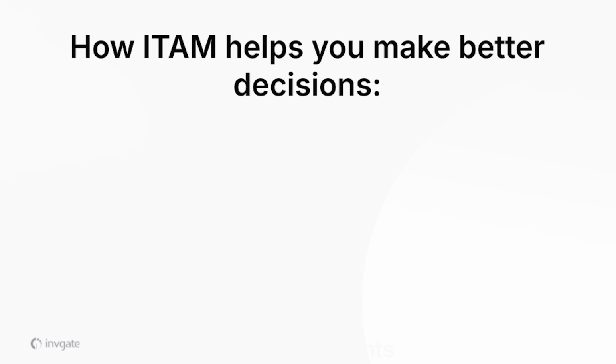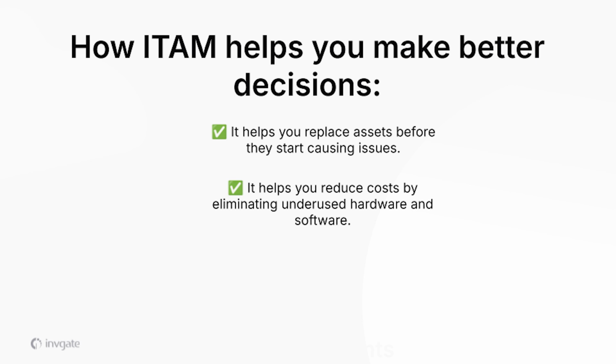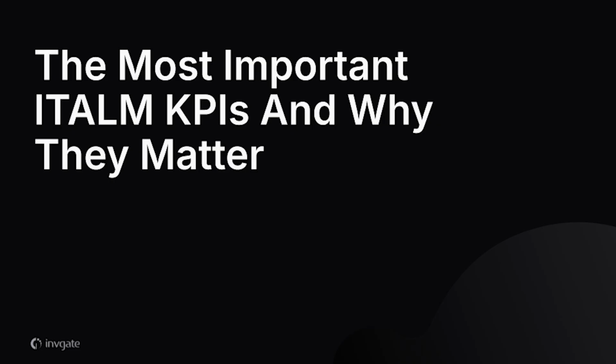For example, if you can accurately forecast end of life for assets, you can replace them before they start causing performance issues. If you understand utilization rates, you can reduce costs by eliminating underused hardware and software. And if you have good audit and compliance data, you can avoid expensive fines and prevent security breaches. Each of these areas is measurable, and tracking the right KPIs ensures that you're making informed decisions. So let's go through some of the most important IT Asset Lifecycle Management KPIs and why they matter.